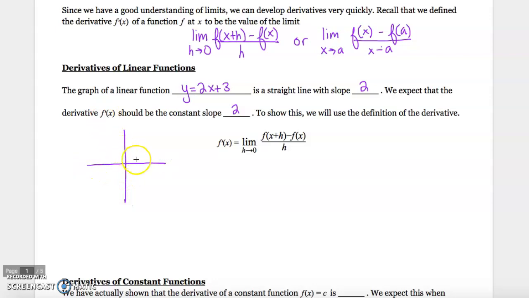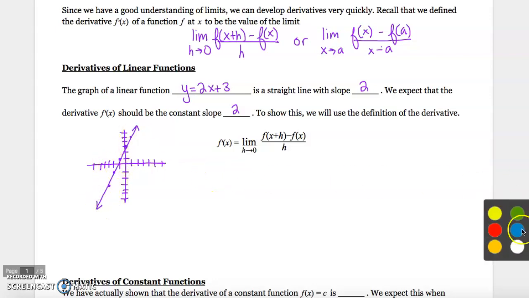If you have your graph, and you try to graph this line, we start up at 3, and then we go up 2 over 1, and so on and so forth. We get this linear function with a constant slope. So if I picked any point on that line and I drew a tangent line there, my slope would be 2.